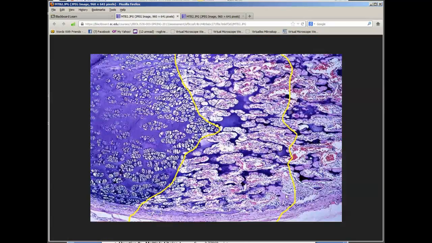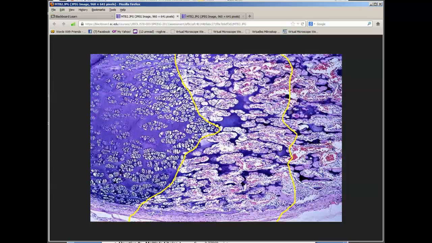And just to review the zones, you have the resting zone over here, where it's a random organization of the chondrocytes. But then here, they're lined up in a linear fashion. So that's the zone of proliferation. And then you see that the chondrocytes are getting larger, so this would be a zone of hypertrophy. And then the zone of calcification, where the cartilage has become calcified.